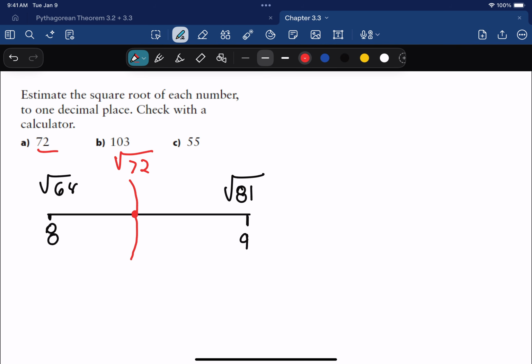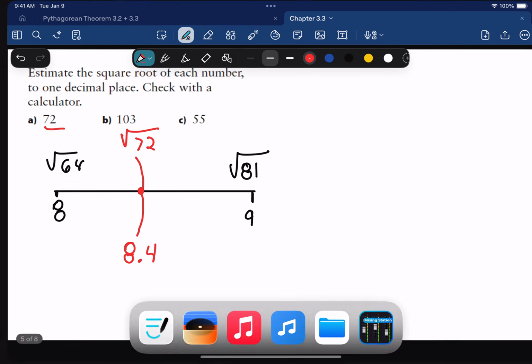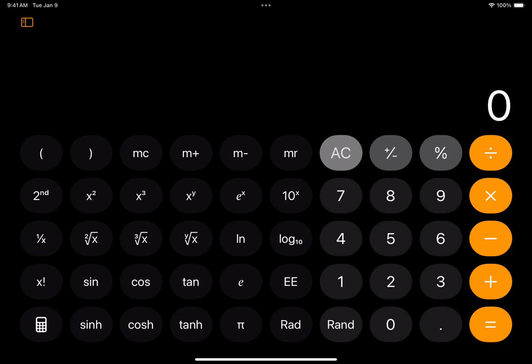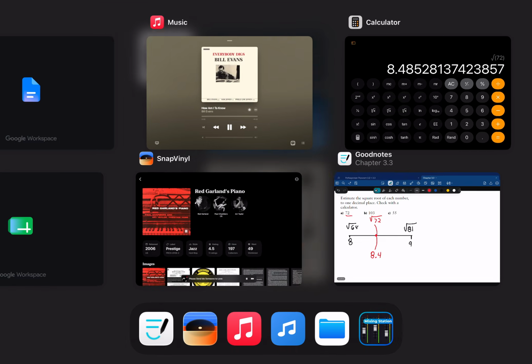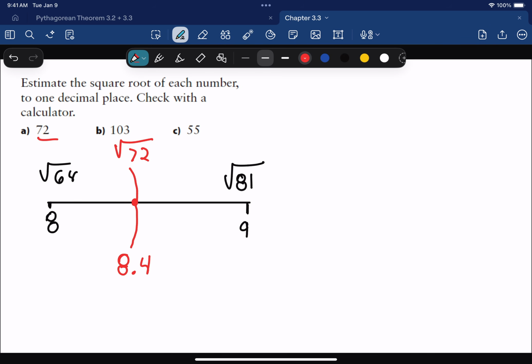So we could estimate that this might be 8 point, I don't know, 8.4, could be the square root of 72. Then we can check our answer on our calculator. We'll type 72, then the square root, and we get 8.48, so pretty much 8.5. This was a pretty good estimate. Now, when I write out estimates, I like to do squiggly equal signs.